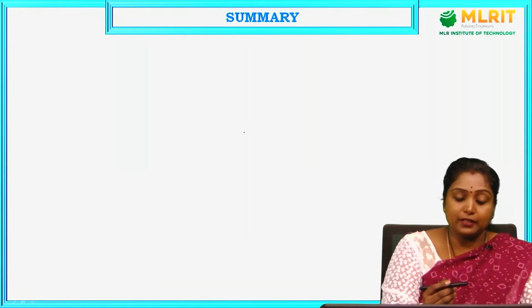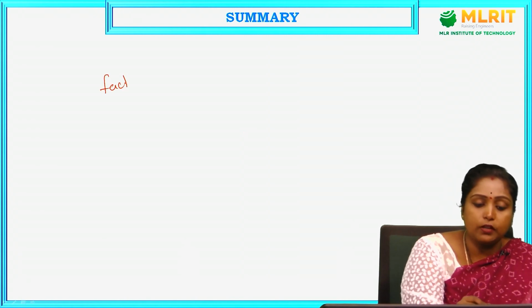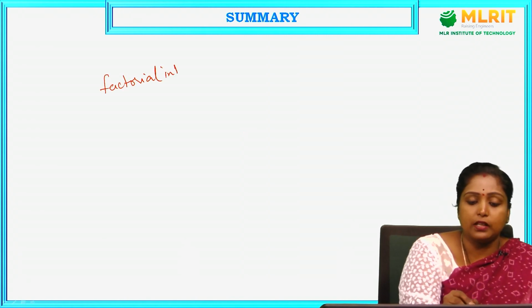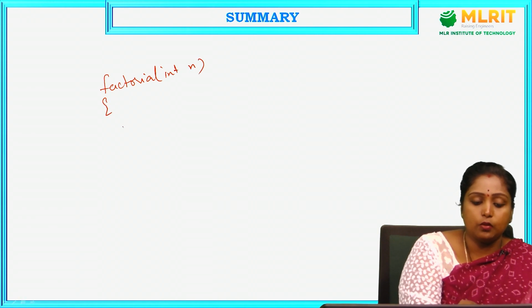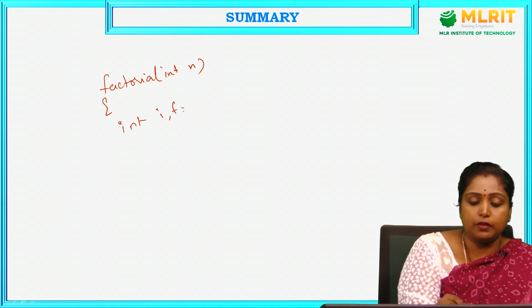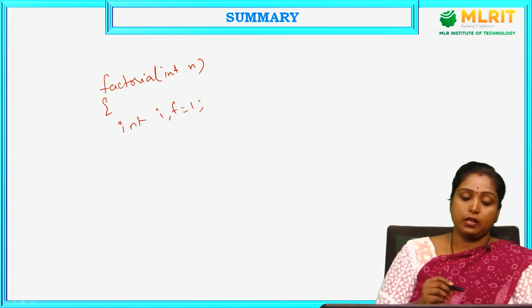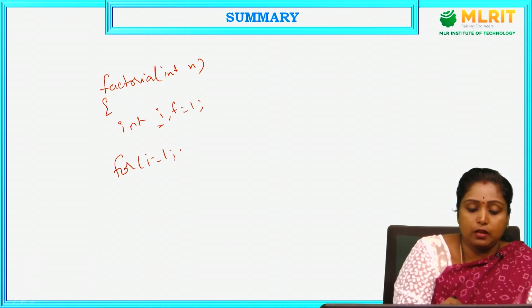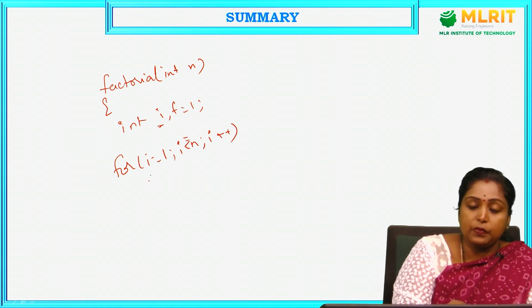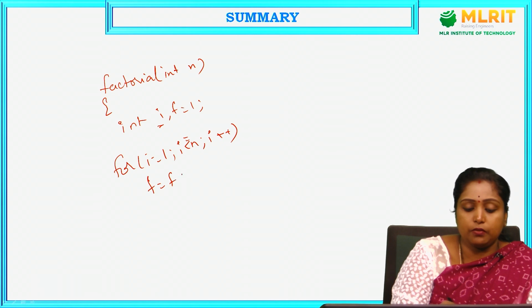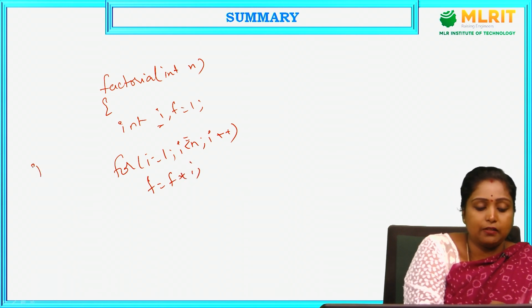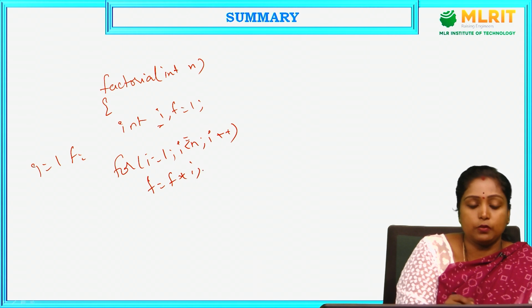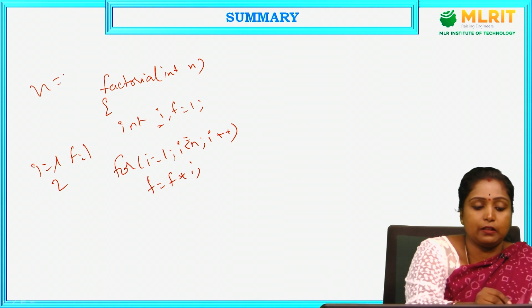What we have written here: I am calling the factorial function with some int n value. int i, f equals to 1. My factorial value will be saved in f, and i is for iteration. For i equals to 1, i less than or equal to n, i plus plus. Every iteration, f equals to f into i. For the first i equals to 1, f is 1 into 1, 1. Then i becomes 2, and my n value is 5, right?